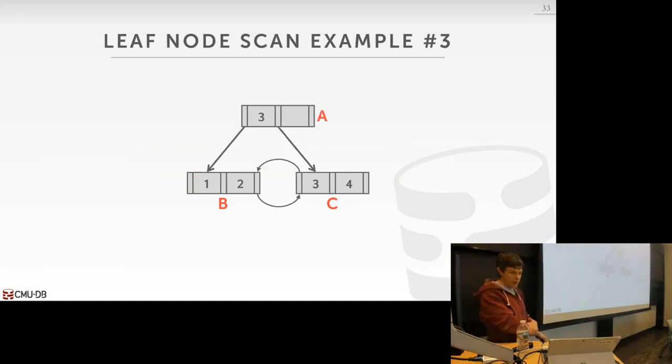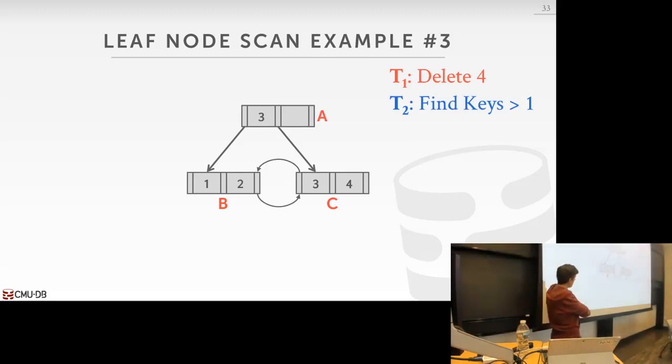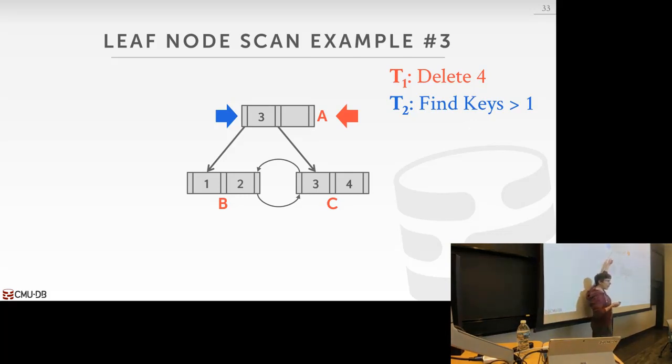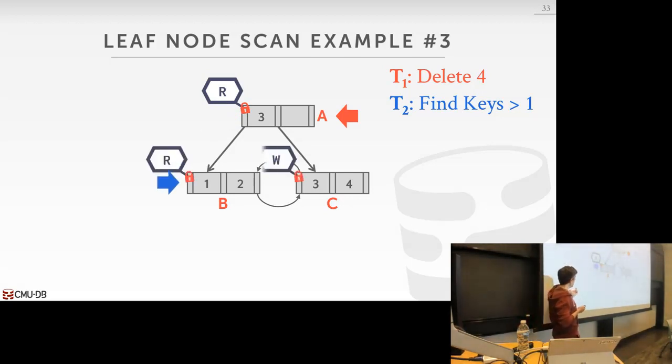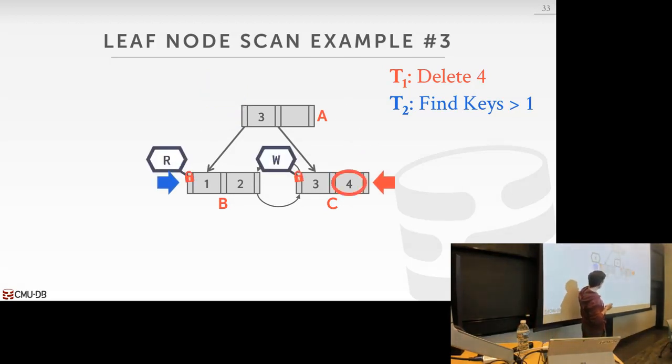So let's talk about now when we have writes. Thread 1 wants to delete 4, and thread 2 wants to find all keys greater than 1. At the very beginning, they can both get the read latch on A, because we're using the optimistic latch coupling technique, or latch crabbing, where at the root I always acquire the read latch and only get the write latch on the child node. Then they both go down: thread 2 gets the read latch on B, and thread 1 gets the write latch on C, because that's the entry it wants to delete.